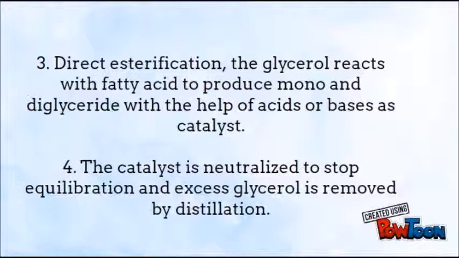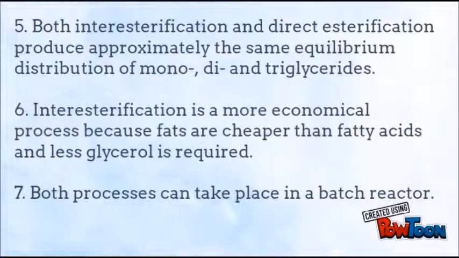The chemical reactions involved are reversible and result in the formation of monoglyceride, diglyceride, and possibly triglyceride. Water and alcohol are also formed in the reaction. The ratio of glycerol to fatty acid determines the concentration of mono, di, and triglyceride in the final product. The catalyst is neutralized to stop the equilibration, and excess glycerol is removed by distillation at reduced pressure when the reaction is completed. Both interesterification and direct esterification processes produce approximately the same equilibrium distribution of mono, di, and triglyceride.